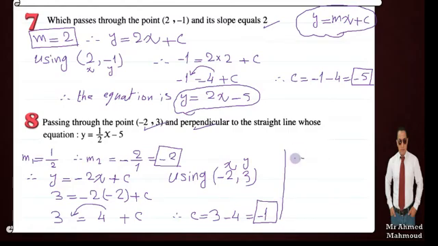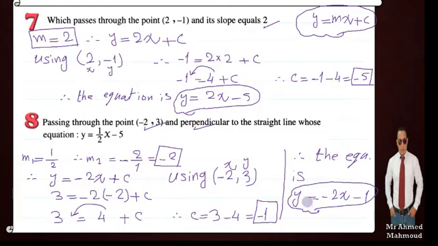Therefore, the equation is y equals negative 2x plus negative 1, or minus 1. This is the required equation. Okay, number 9.